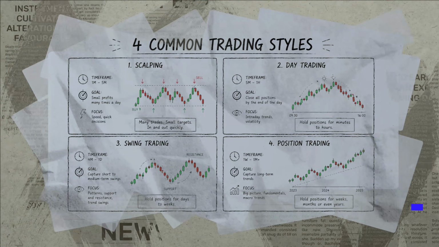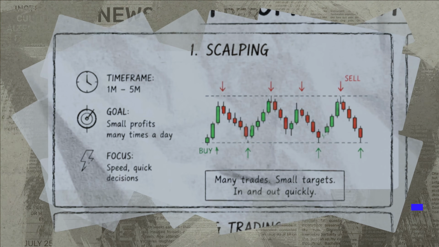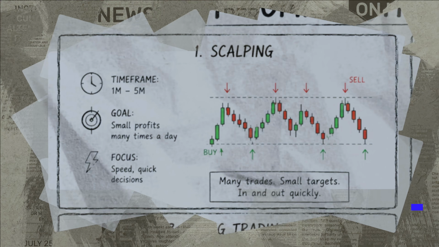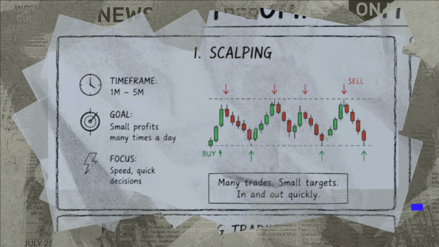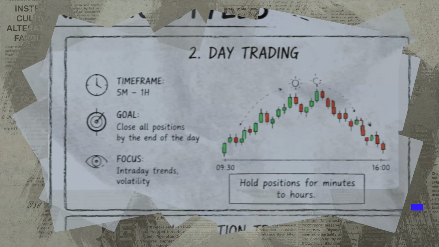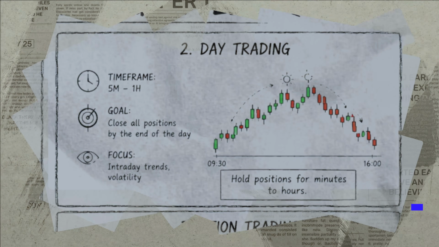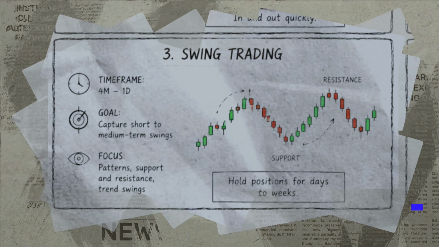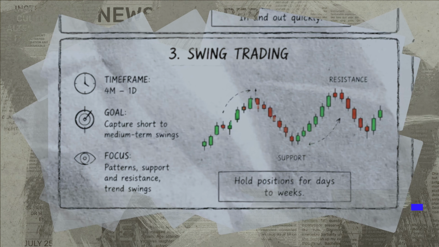There are 4. Scalping is an ultra short-term trading style where profits are derived from minimal price movements. 10 to hundreds of trades can be made per day, holding positions for a few seconds to several minutes. Next, day trading is a style in which all positions are opened and closed within one trading day.